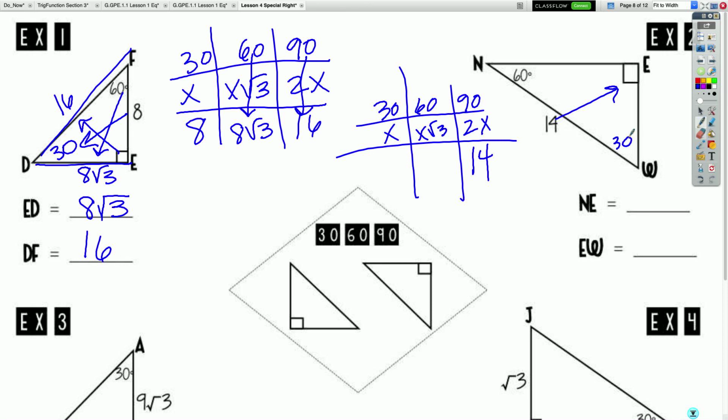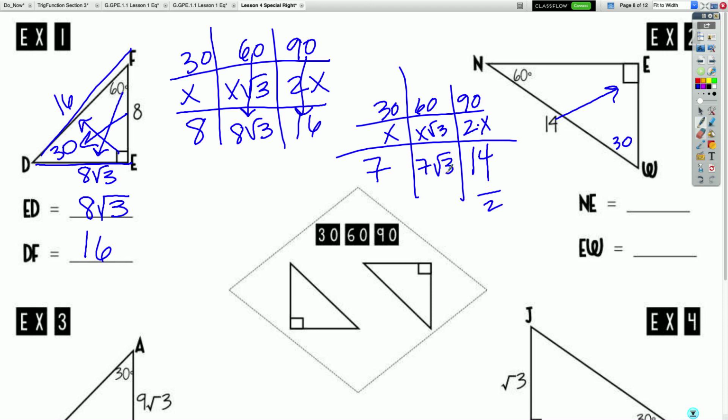So if I have my 2x value, how do I go back to find my x value? Divide by 2. So we're going to divide this number by 2 and get what? 7 for my x value. Are we okay with that? Writing what I'm writing? And then that should help us figure out our middle column. So if my x is 7, what would my middle column be? 7 square root of 3.